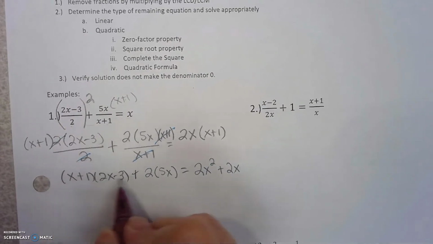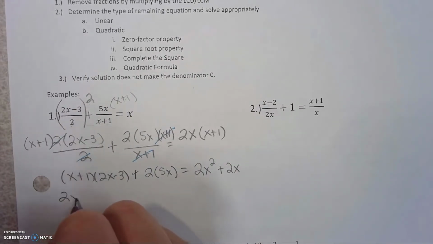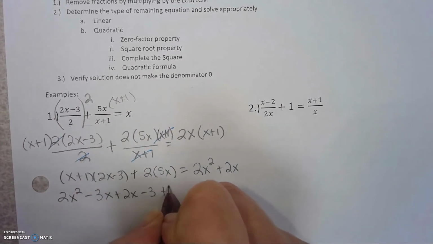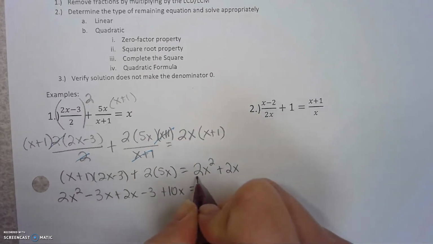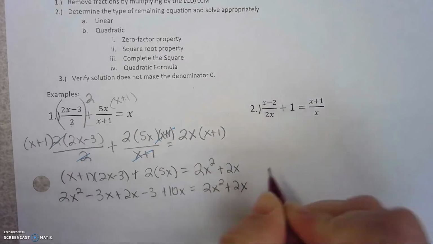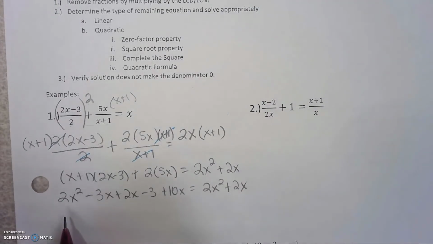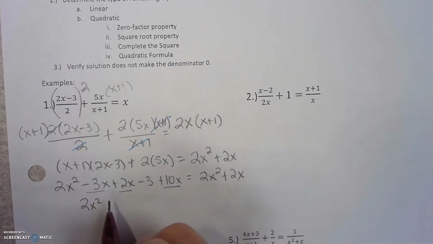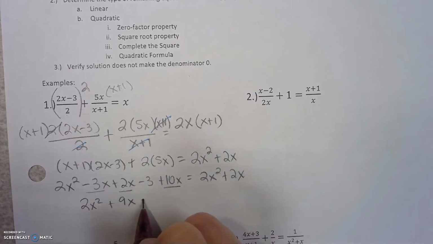Now I'm going to get rid of my parentheses, so that'll be 2x squared minus 3x plus 2x minus 3, and then plus 10x. There are no parentheses here, so I'm just going to bring that down. Now I want to combine like terms. I have 2x squared, negative 3x, positive 2x, and 10x, which would leave me 9x's minus 3.